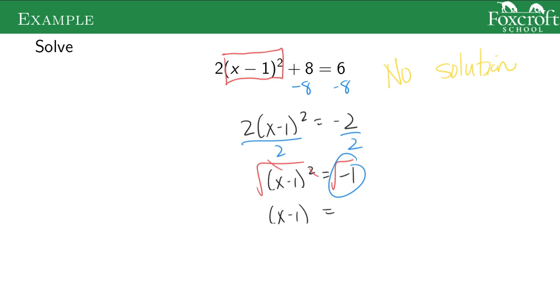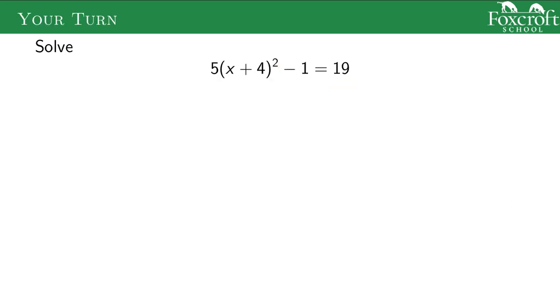So whenever you get this square root of a negative, you just jump back to the beginning and say, oh, it's not possible. There's no solution. All right, so here's one for you to try on your own. I'll pause the video and work on it, and I'll show you the answer in 3, 2, 1.